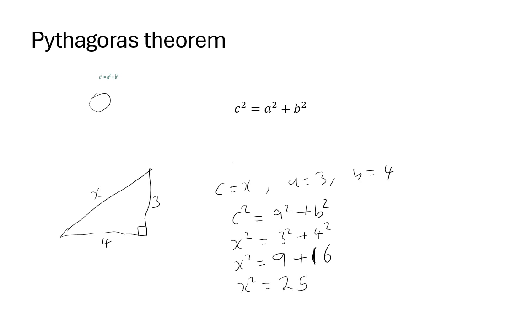Then this implies that x is equal to the square root of 25. The reason I do not put plus or minus is that it's the length of a side, so it can never be negative. The square root of 25 is just 5. If this is in centimeters, then I can say this side x is 5 centimeters. Similarly, if you are going to find A or B, that is a side other than the hypotenuse, you can use the same formula.